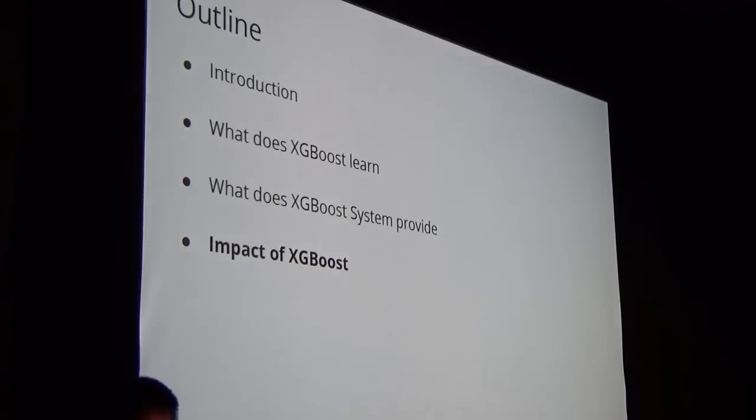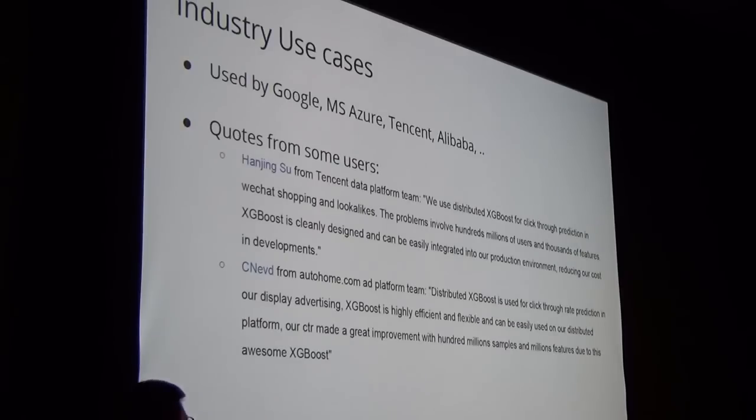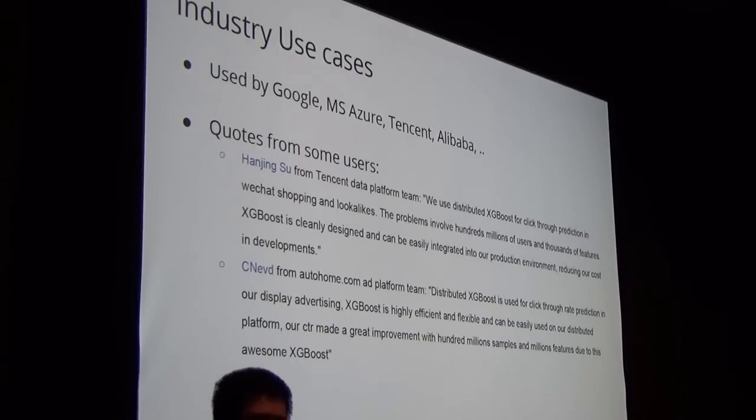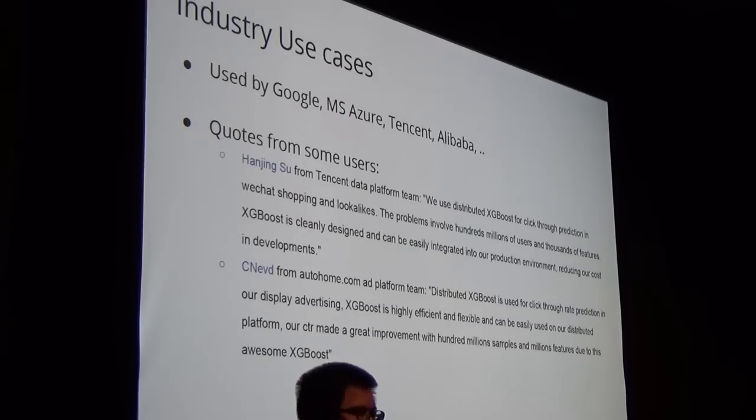Okay, so I've talked about what XGBoost learns and what XGBoost can do for you. Finally, I want to talk for a few slides about the impact of XGBoost. It has been used by most of the large companies. I wasn't able to say what the specific use case is, but it's indeed used in the big companies' product pipelines. And I also have some quotes from users. For example, it's used in the WeChat recommendation platform, WeChat being the Chinese version of WhatsApp, which tries to use user features to make recommendations.